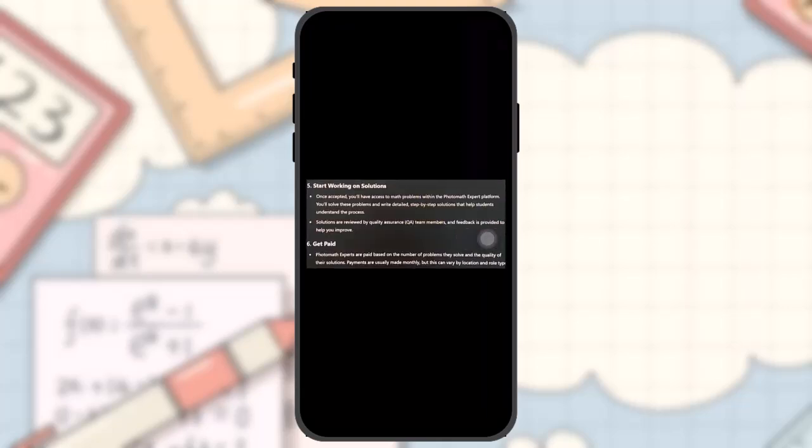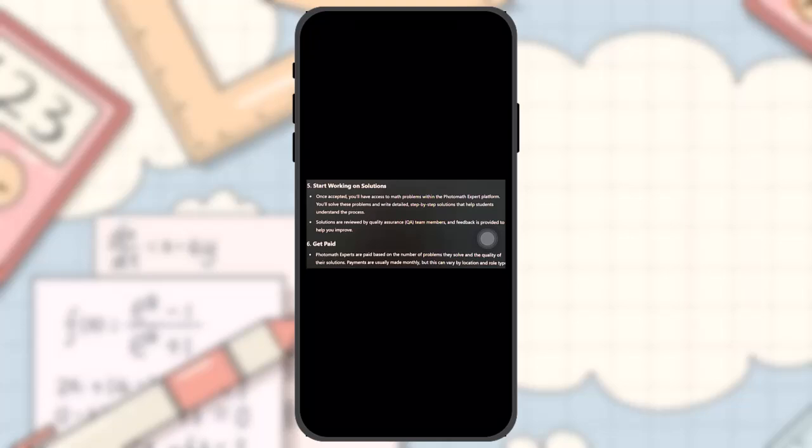Number 5. Start working on solutions. Once accepted, you'll have access to math problems within the PhotoMath Expert platform. You'll solve these problems and write detailed step-by-step solutions that help students understand the process. Solutions are reviewed by quality assurance, QA team members, and feedback is provided to help you improve.